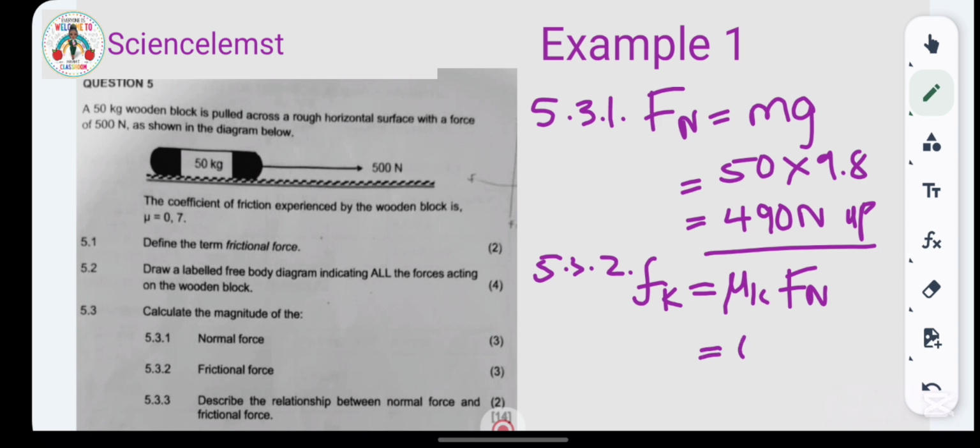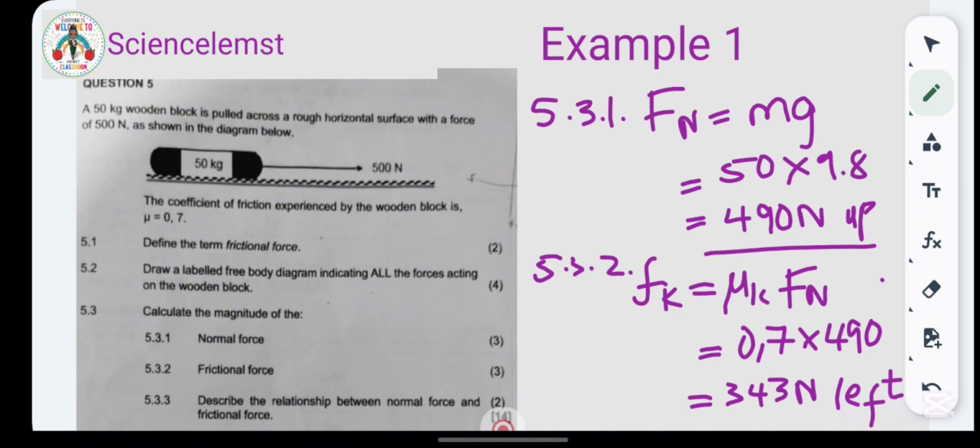How much is my μ? 0.7. How much is my normal force? Final answer is going to be 343 Newton, and it will be going left. You can say left or you can say west. It's still correct. And notice something. If my normal force here is wrong, it means that my frictional force is going to be wrong. So please be careful in this situation.